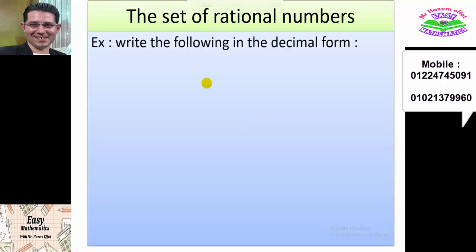In the first exercise, he asked me to write the following in decimal form, and he gave me fractions, mixed numbers and percents. By using a calculator we can change all of them into decimal form. Just open your calculator and write your fraction 3/4 and press the button which changes it into decimal form.